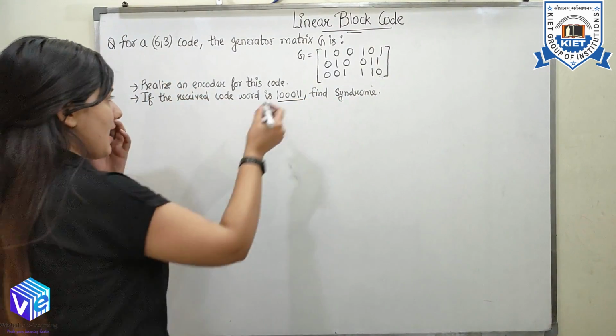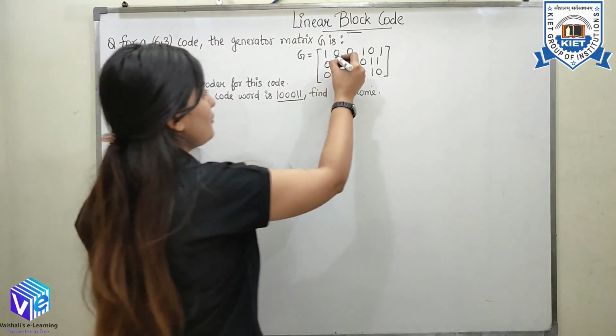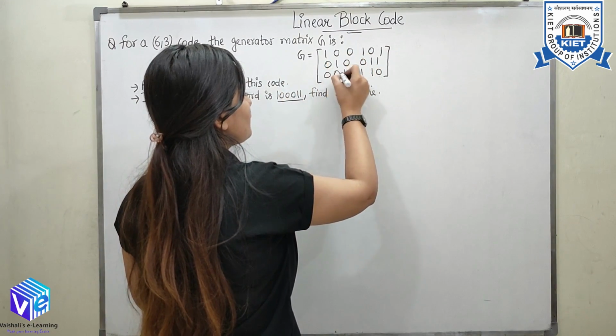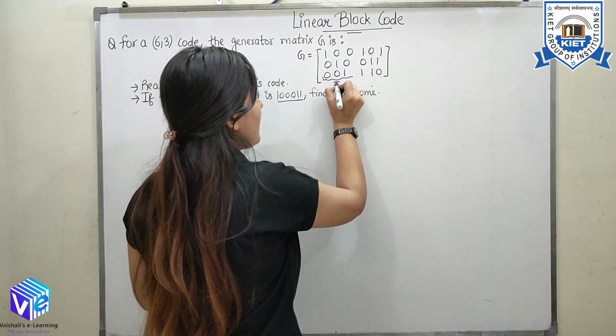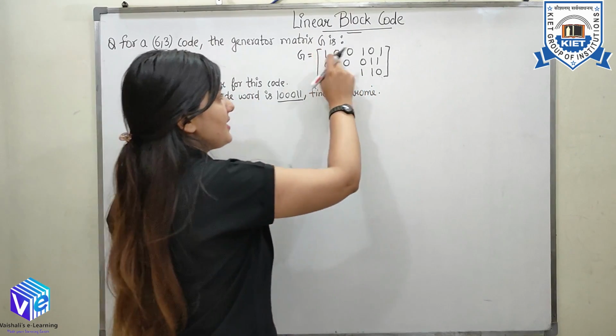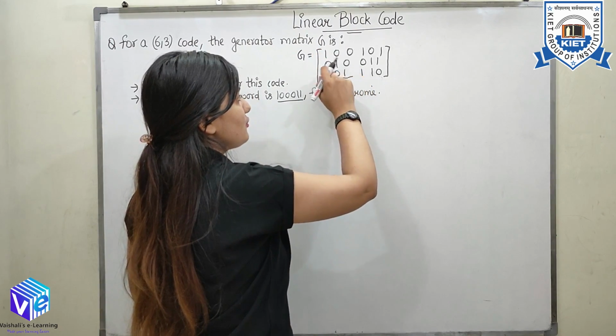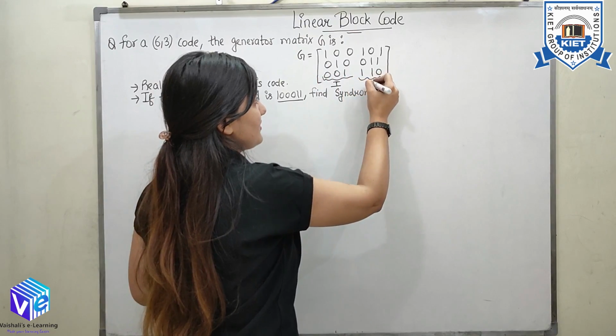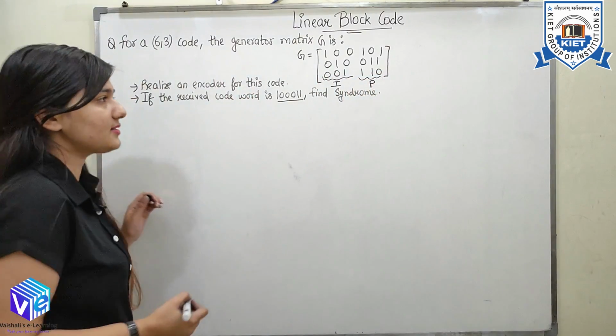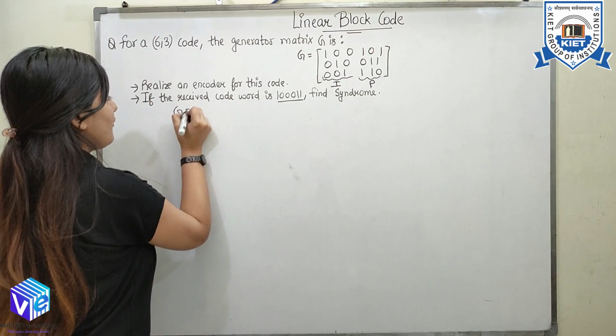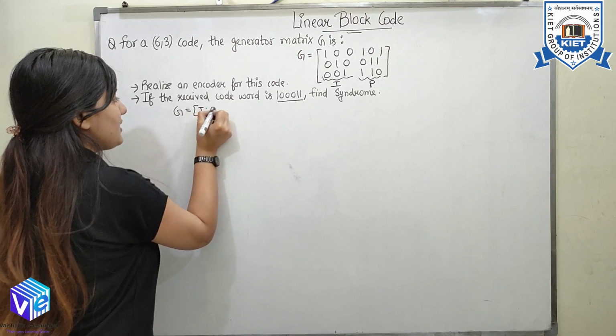Now I am given G, and here I can see this is my identity matrix. The identity matrix is in the form 1 0 0, 0 1 0, 0 0 1, and this is my parity matrix. So now the generator is of the form [I P].